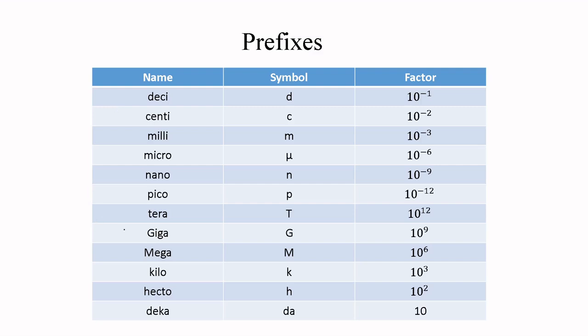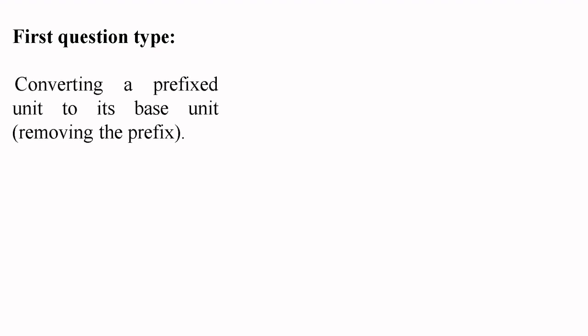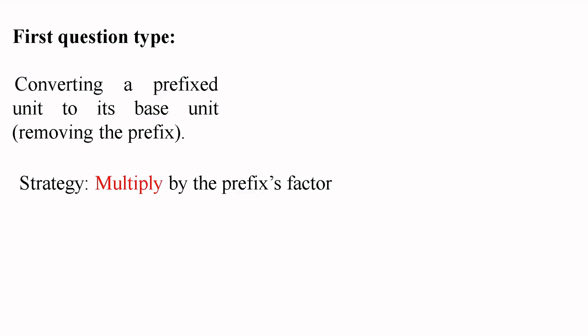Be careful, because most of my students mix deca with deci. Deci is shown by d, but deca is shown by da. This is 10 to the power of -1, and this is 10 to the power of +1. Okay, you may face three different types of questions. The first type is when you have a prefix unit, for example, kilometer, and you want to convert it to the base unit. You want to remove the prefix. What should we do in this scenario? We must multiply by the prefix factor.